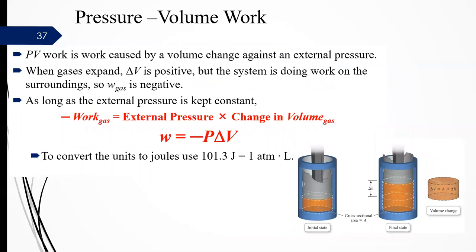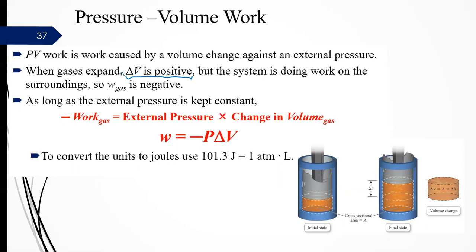The work that we're going to talk about for our class is what we're going to call pressure volume work. It's done by the volume change against an external pressure of a system, or a pressure change at a constant volume. We see this primarily with gases in chemistry, when gases expand, then the delta V has to be adjusted.